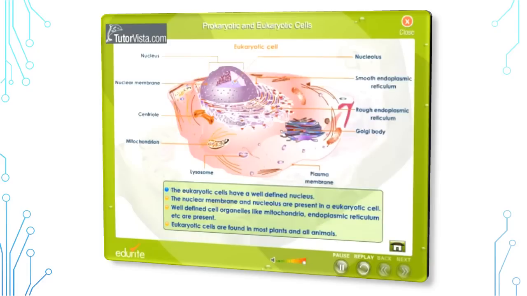The eukaryotic cells have a well-defined nucleus. The nuclear membrane and nucleolus are present in a eukaryotic cell. Well-defined cell organelles like mitochondria, endoplasmic reticulum, etc. are present. Eukaryotic cells are found in most plants and all animals.